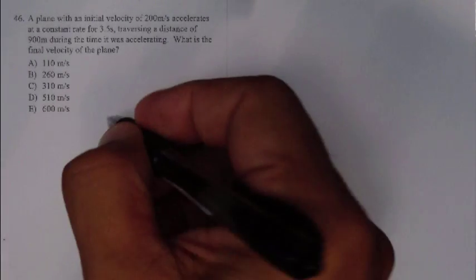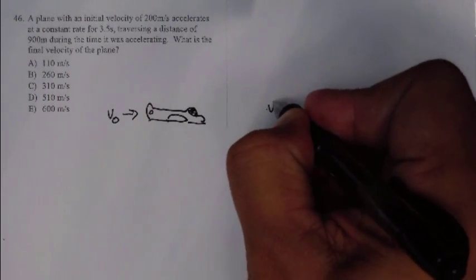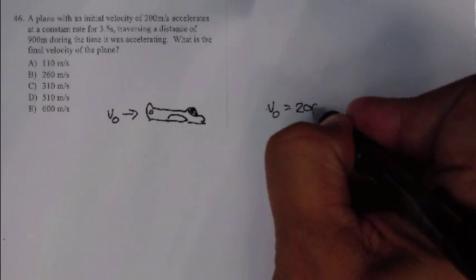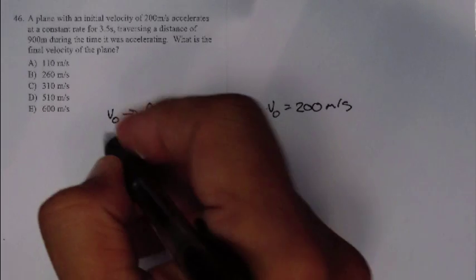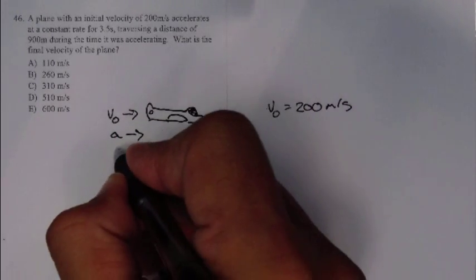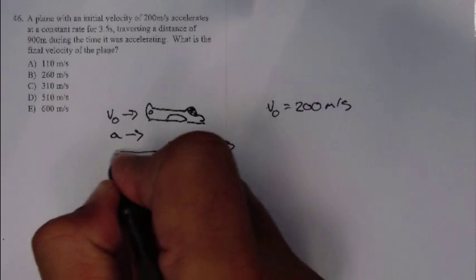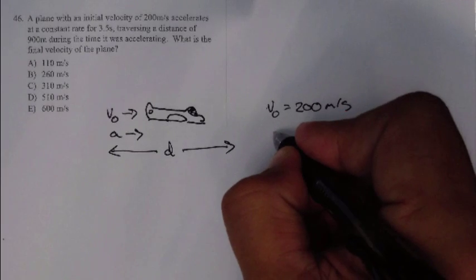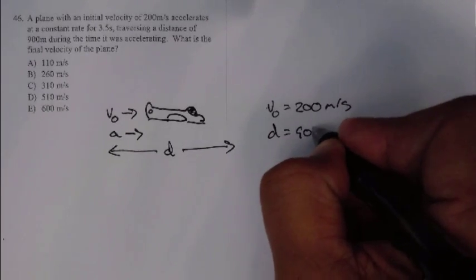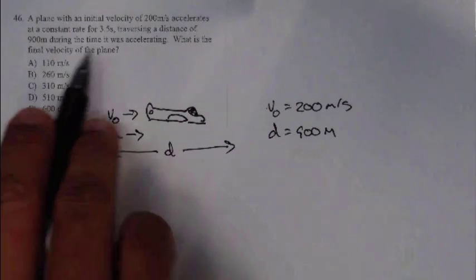So here's our plane and it's traveling with an initial velocity of 200 meters per second. It's accelerating at a constant rate and it's going to travel some distance, d, which is 900 meters. And we want to know what is the final velocity of the plane.